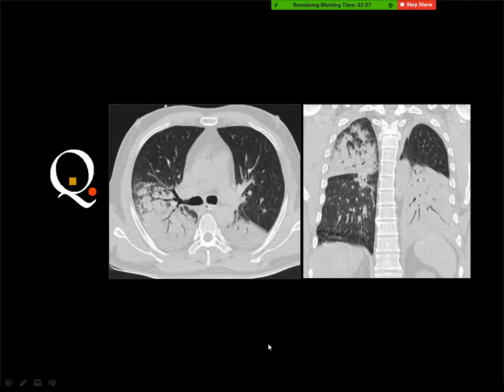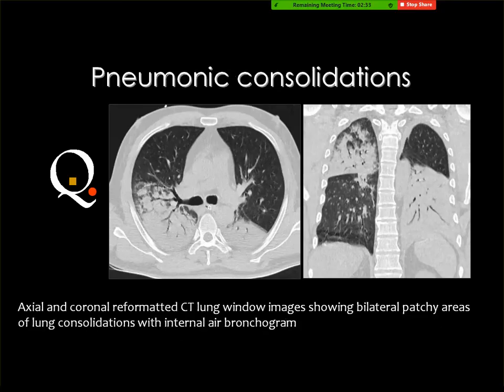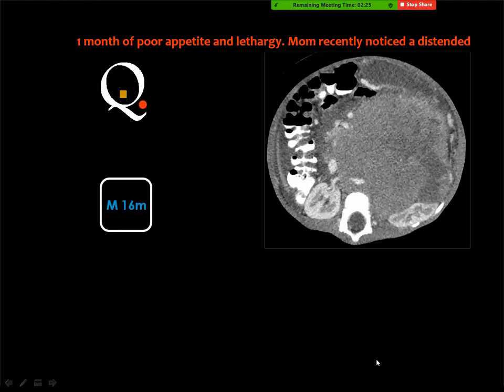Bilateral lobar pneumonia? Yes, bilateral pneumonic consolidations. They are not affecting the whole lobe, but they affect part of the lobes.